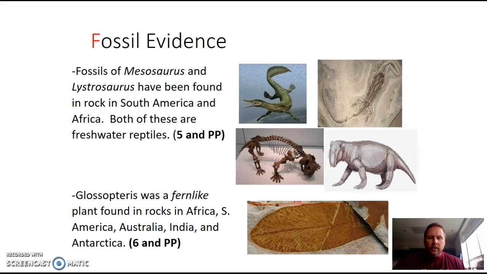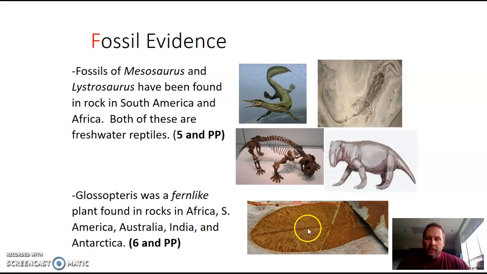Now, the issue here is that now an ocean divides them, correct? But both of these are freshwater reptiles. So that's a problem because neither of them could have swam across the ocean to get to the other side. So his evidence was saying they must have once been together, being that they're freshwater animals.